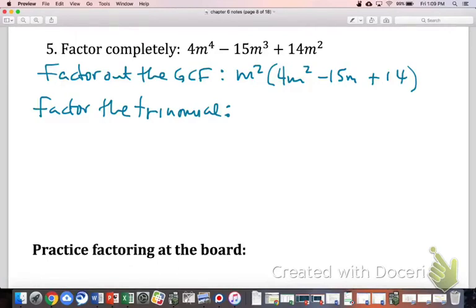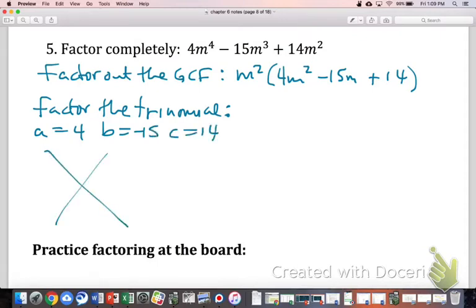And now your next and final task was to try to factor that trinomial. And for this, we try to use that x method. To do that, we need to identify the a, the b, and the c. A was 4, b is negative 15, c is 14, and then the key number in the x, of course, is AC, right?